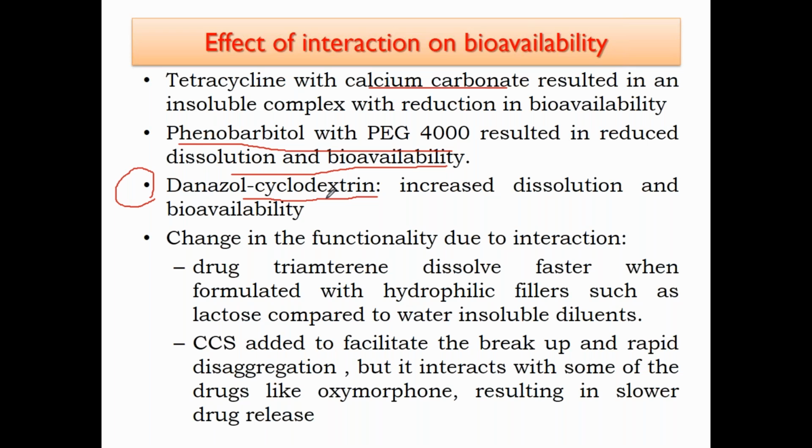You can always tell any drug in complexation with the cyclodextrin. It's always a positive interaction, because it results in increased dissolution, and increased dissolution results in good bioavailability. They are all interrelated to each other. Sometimes there is also a change in the functionality due to the interaction. So look at this example.